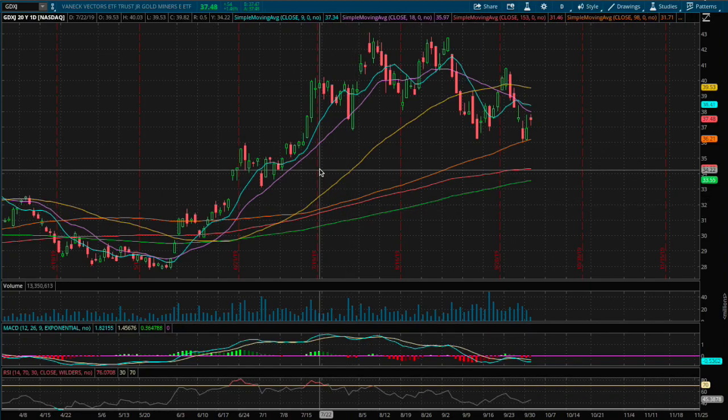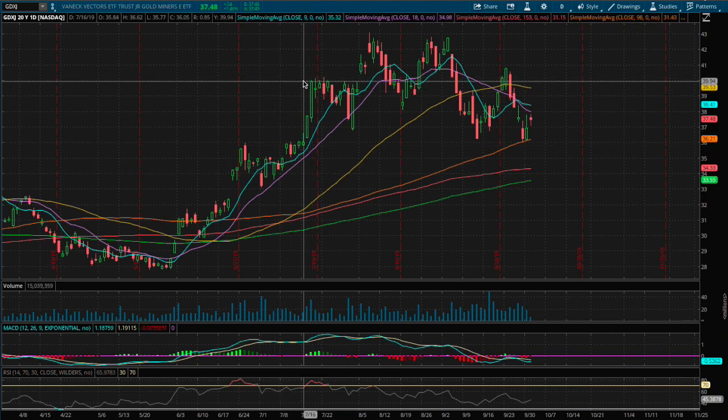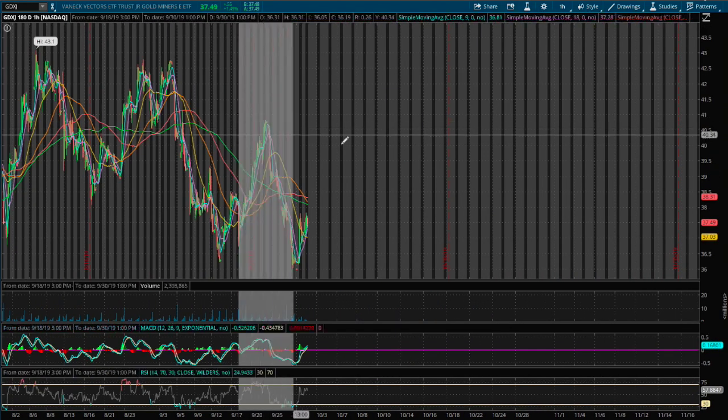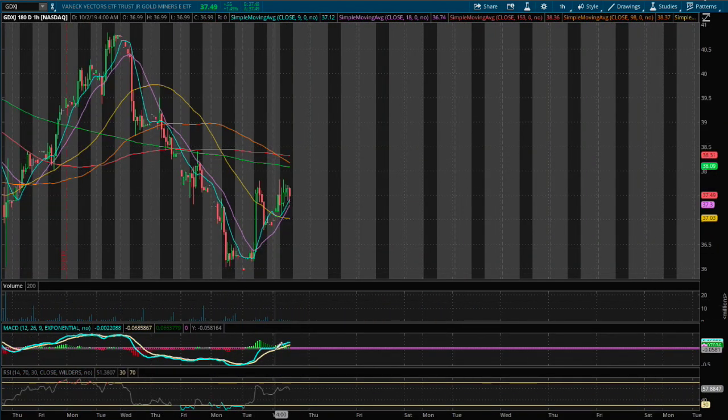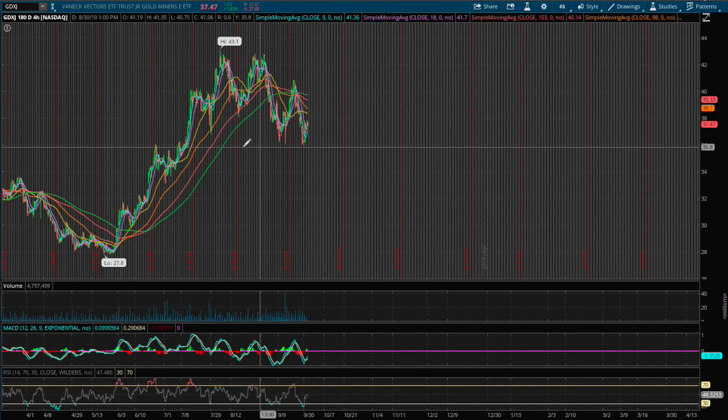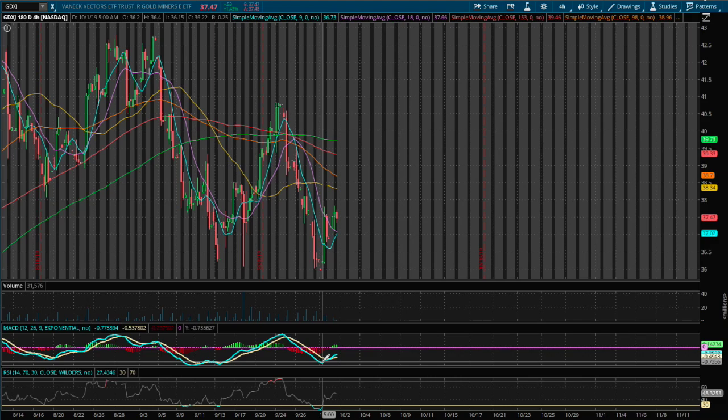Hello viewers, in this video I'll be going over Gold Miners Junior ETF, ticker symbol GDXJ. Today we are up 1.4% and we have about 1 hour left in trading. On the 1 hour chart we do see the 1 hour MACD is positive, and on the 4 hour chart we do see a convergence on the 4 hour MACD.